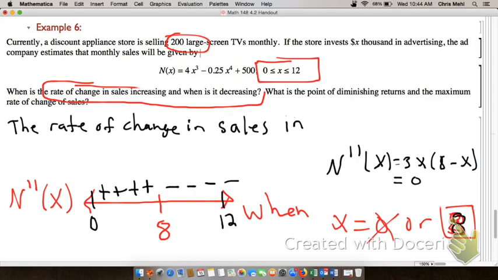advertising. You make the sign chart, and then the sign of the second derivative to the left of 8 was positive, and the sign of the second derivative to the right of 8 was negative. That means the first derivative is increasing between 0 and 8 and decreasing between 8 and 12.